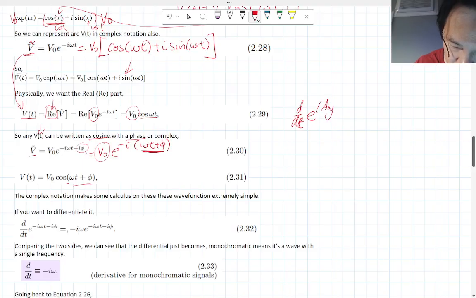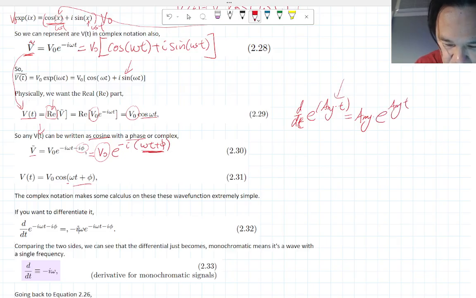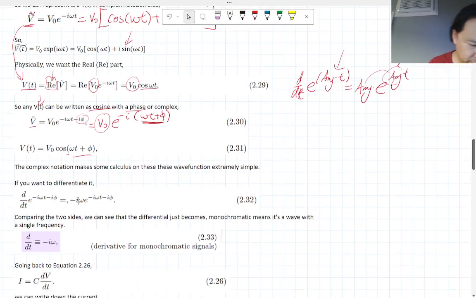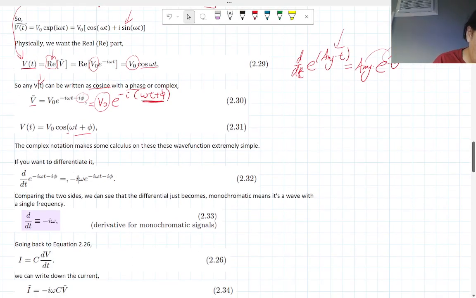Anything times t, if I take the derivative of it, is basically whatever this is times the same thing over again, right? It doesn't change the exponential part. It just factors out this thing in front of it. Okay. So if we want to differentiate sines and cosines, we have to remember, is there a negative sign? Is there a positive sign? What's the sign flip? What are the extra omegas coming out?